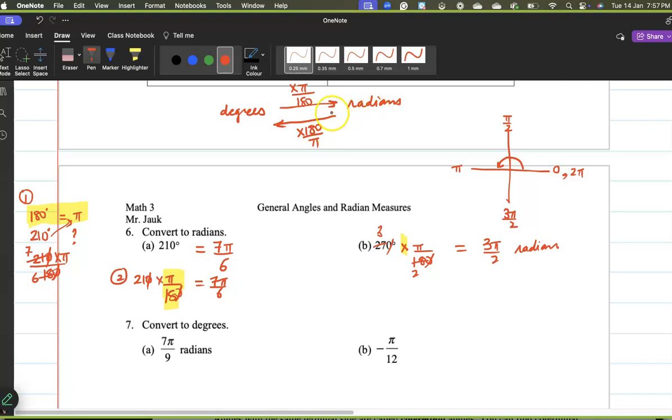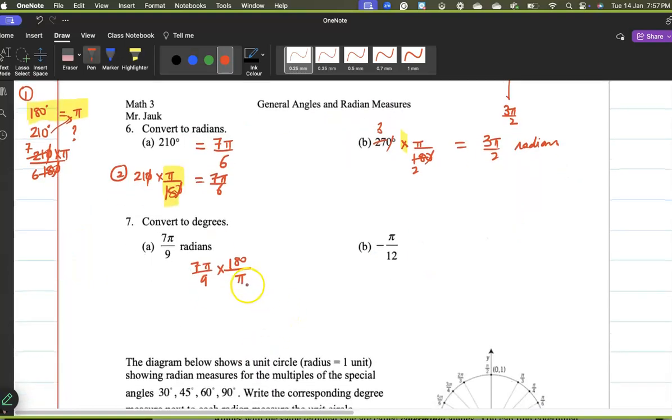How do you convert radians to degrees? I can multiply it by 180 upon pi. Don't say radians, upon pi. Yes, upon pi. So pi and pi cancel. 9 2s are 18, 7 2s are 14, 140 degrees.